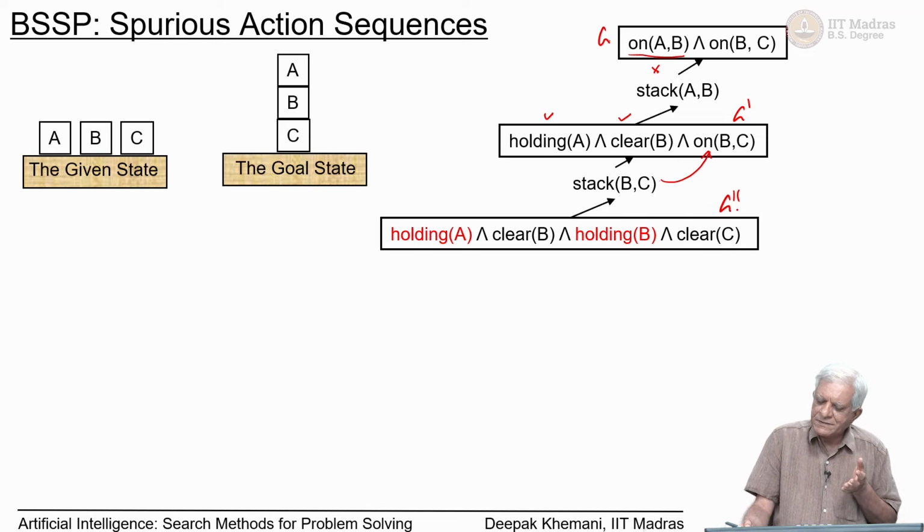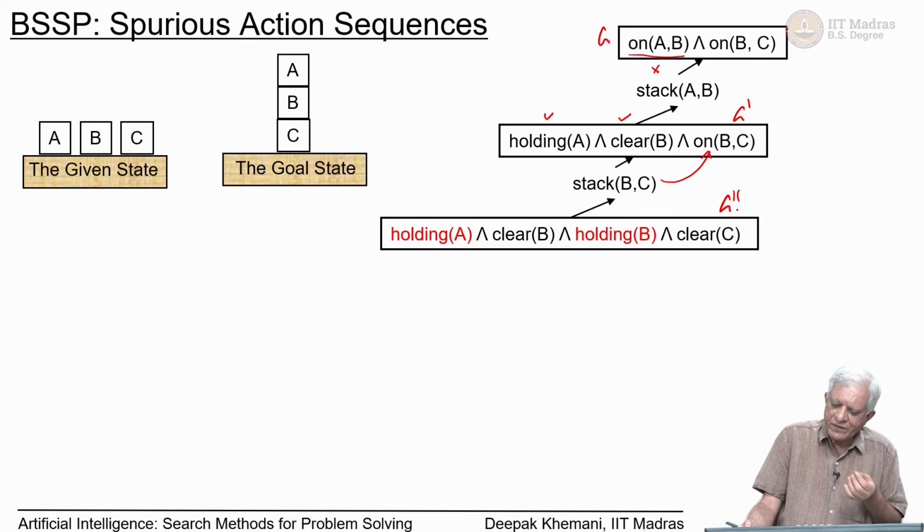But the backward state space planning as we have defined, how have we defined it? We have defined relevant actions and we have defined the regress function and we have defined the goal test condition essentially. It is not aware of this discrepancy which is happening.